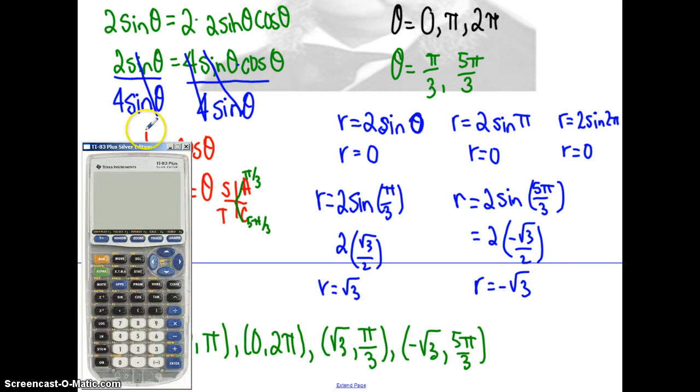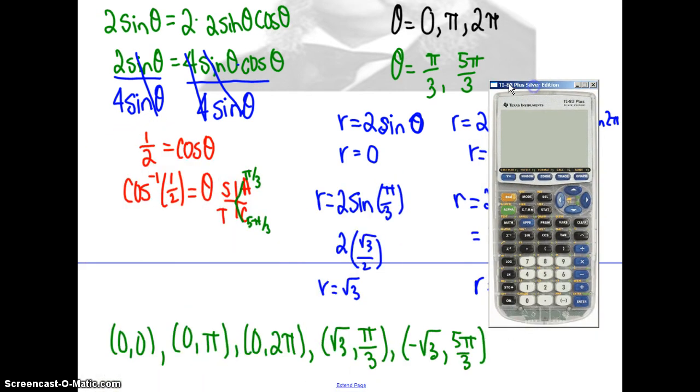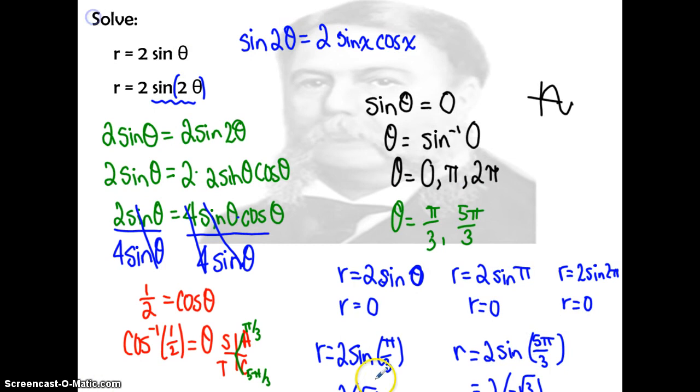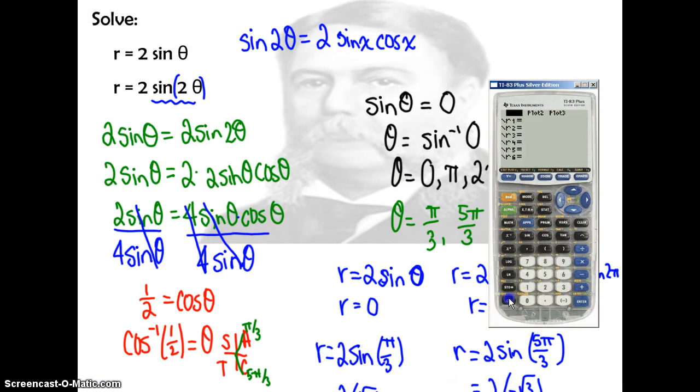So let's just double check that on our graphing calculator. Get your graphing calculator on. Make sure your modes are in radians and polar, and go to your y equals. Plug in your 2 equations. 2 times the sine of 2 theta, and graph it. And that's what our graph looks like.